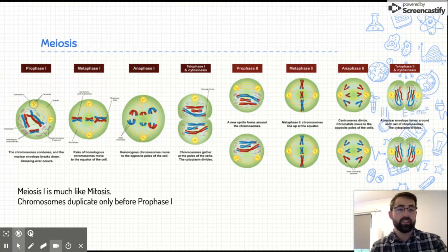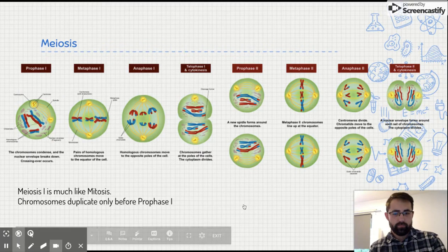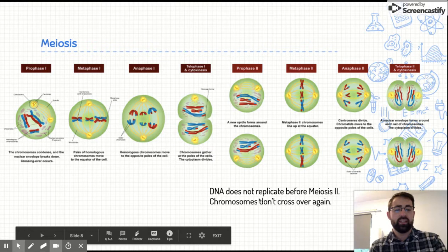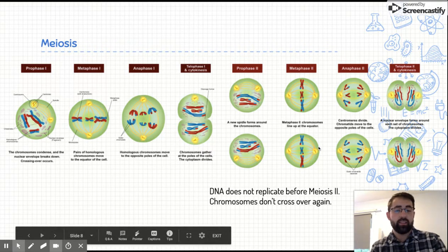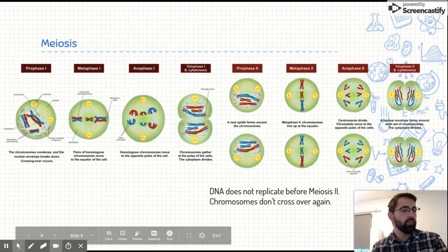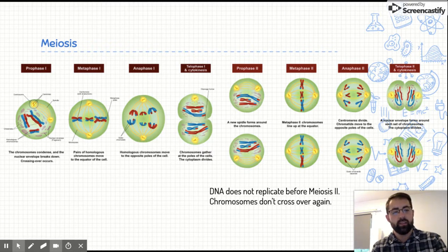Important to recognize that at this point, after telophase 2, we have 4 distinct cells. And they're distinct from their parent cells. And also, they have half the number of normal chromosomes compared to the rest of the somatic cells, the body cells. So, again, DNA does not replicate before meiosis 2. Chromosomes do not cross over again in the second round. If the DNA did duplicate, we'd end up with more daughter cells that have the same number as the somatic cells. That's not what sex cells are for.